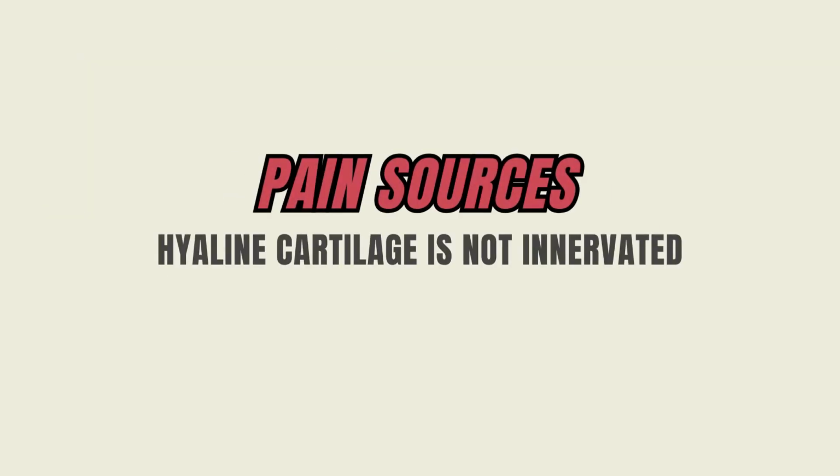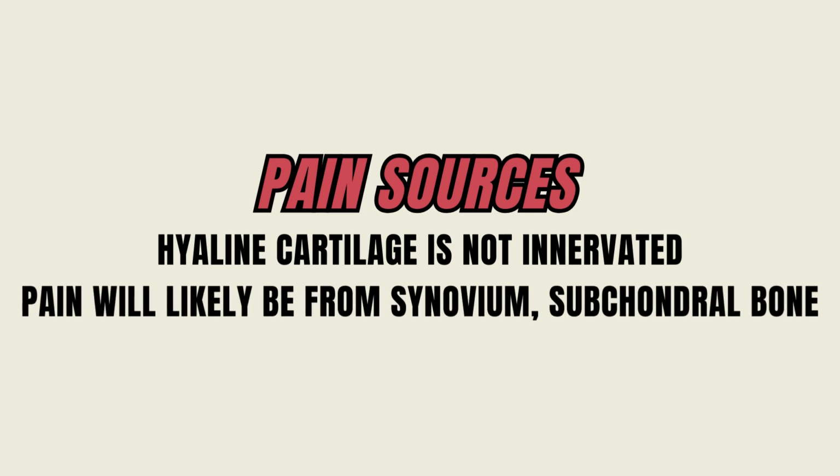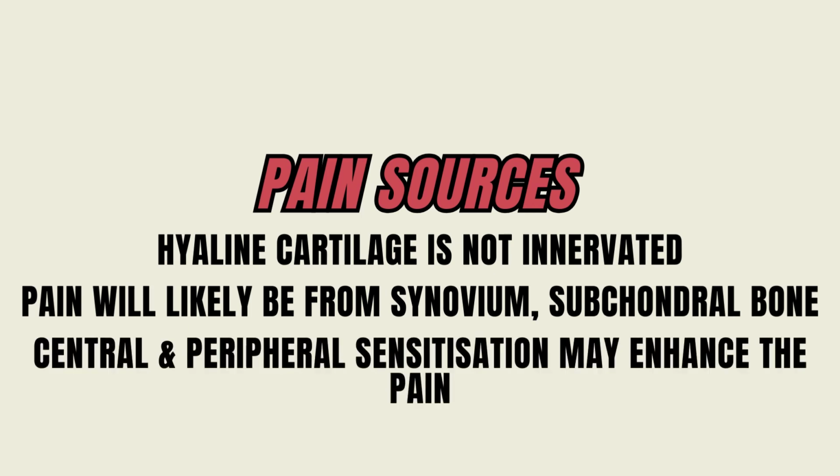So to sum it all up, the hyaline cartilage in the joint is not innervated by any nerves, so the pain cannot be coming from there. Where the pain is coming from is the synovium and the subchondral bone, because these are the innervated structures. Additionally, there is an element of central and peripheral nerve sensitization, and this can actually be enhancing the pain.